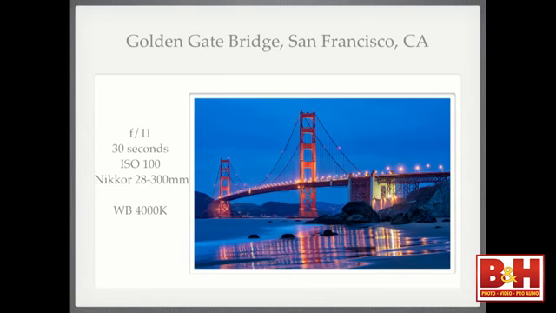A 28 to 300mm lens is a nice travel lens. So if let's say you're with family and they aren't really tolerant of you bringing all that gear, you can just bring one lens and get a lot of great shots with that.